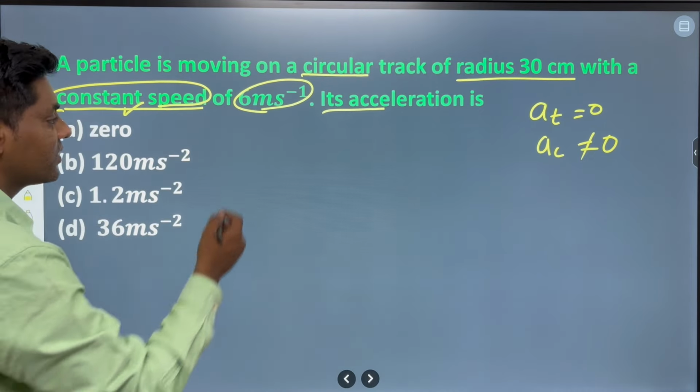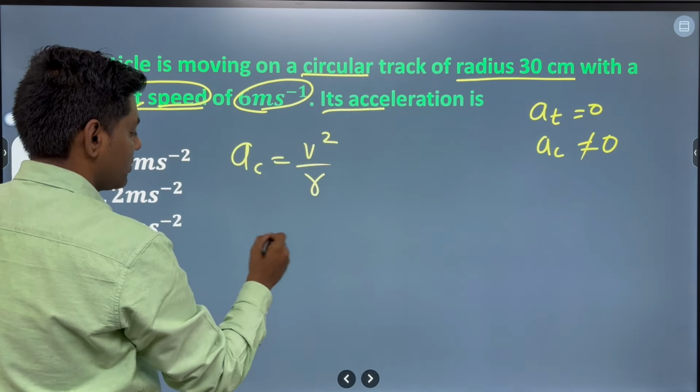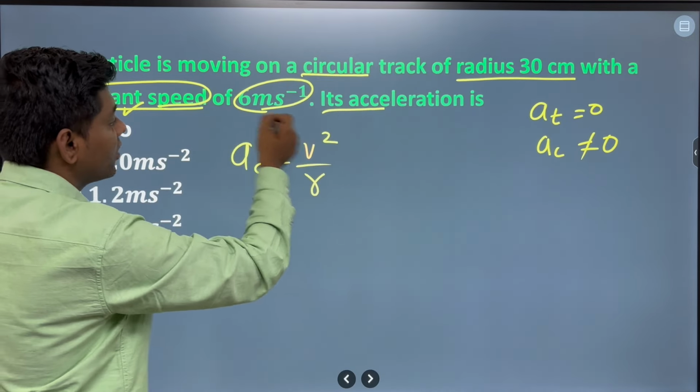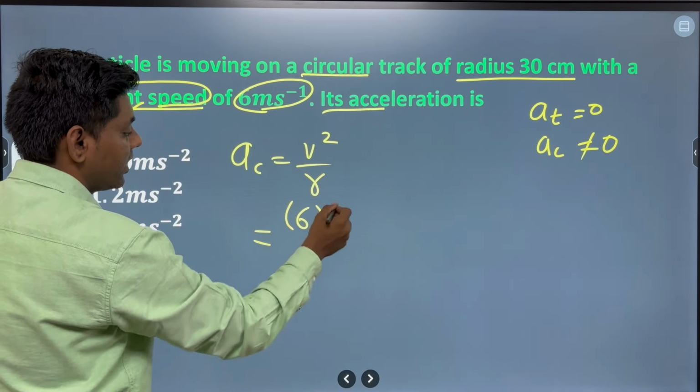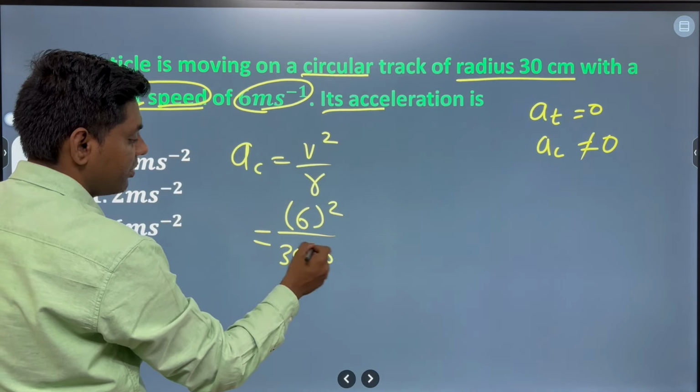हमें फार्मूला पता है सेंट्रिपिटल एक्सेलरेशन का, so that is v square divided by r. So what is given, velocity is given, that is 6 square divided by r, radius convert in terms of meters. इसको हमें मीटर में कन्वर्ट करना है.